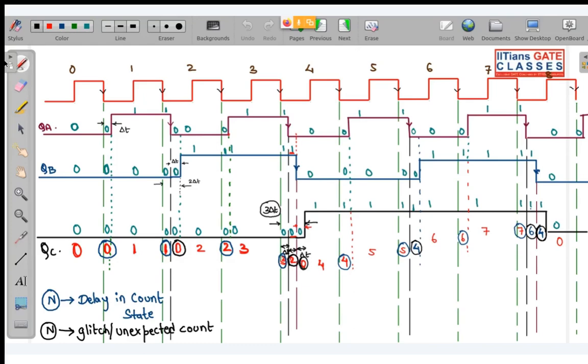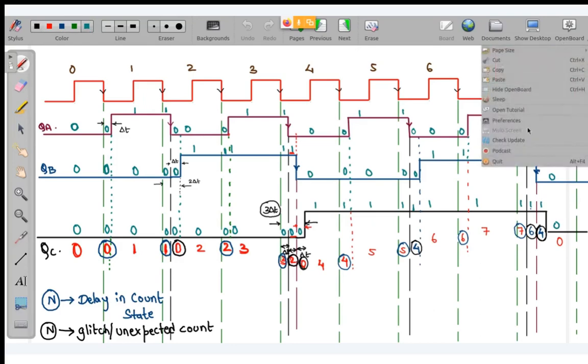Done, fine. So now tell me one thing, the glitches you can see, in which part of the clock are the glitches taking place? Glitch. In which part of the clock is it taking place? In the positive level or in the negative level? Glitch, where is it taking place? In the negative level of the clock or the positive level? So first mark where the glitches are taking place.